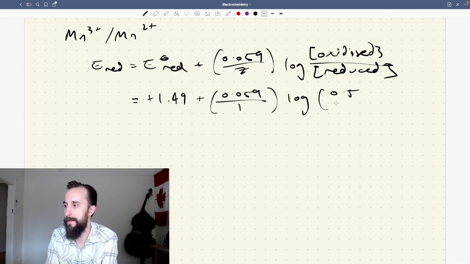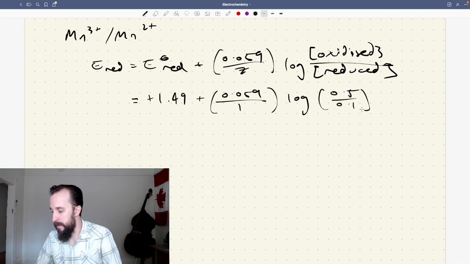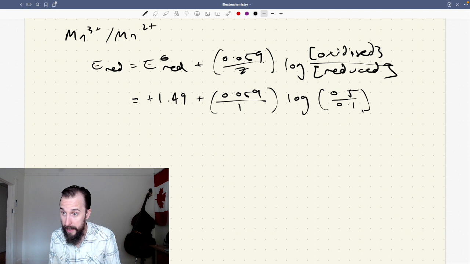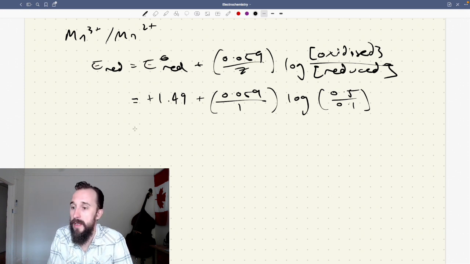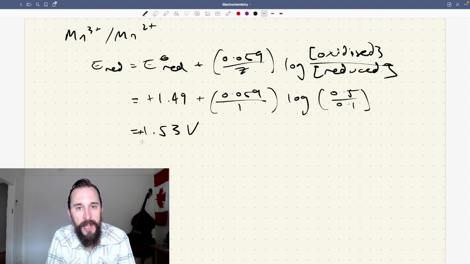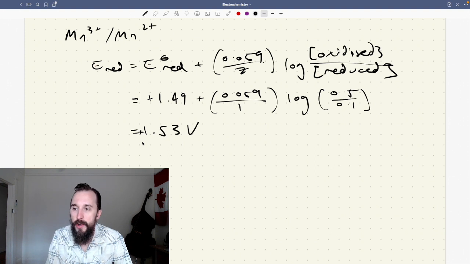Let's do this like that. All right, we plug all of this in the calculator and we'll end up with a value for the non-standard conditions, which is 1.53 volts, plus 1.53 volts. Should include the sign there. Excellent, so where to from here?